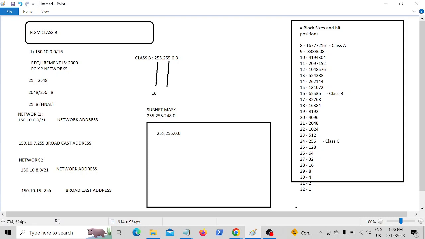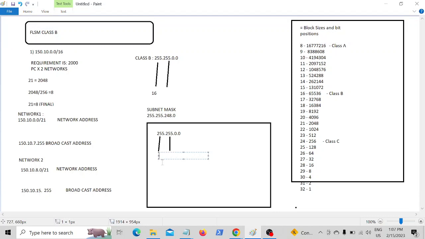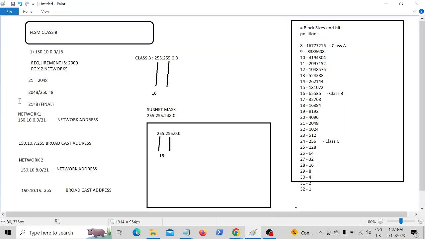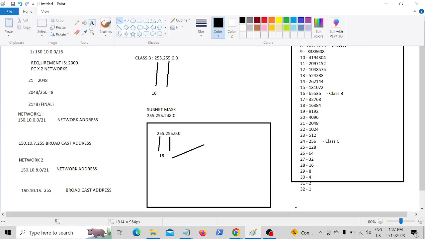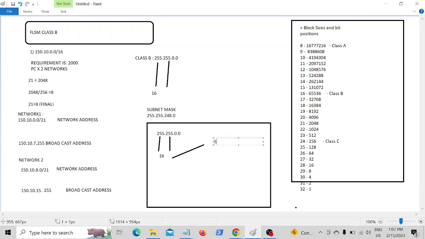But to add the subnet mask, just keep in mind this is having 8 bits, and this is having how many bits? 8. So total how many now? 16. Now here we already have 16, 16 is done. What is the requirement here for the subnet CIDR? 21. So how many are remaining? 21 minus 16, 5. 5 bits are remaining for me.